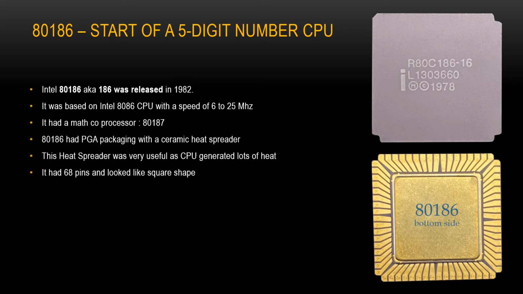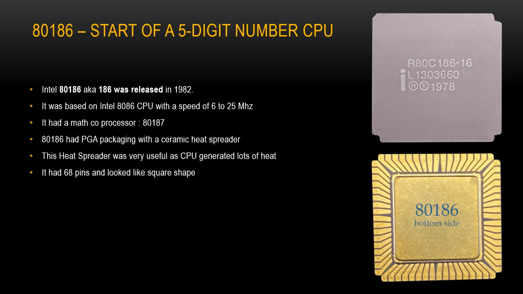80186, start of a 5-digit number CPU. Intel 80186, also known as 186, was released in 1982. It was based on Intel 8086 CPU with a speed of 6 to 25 MHz. It had a math coprocessor, 80187.